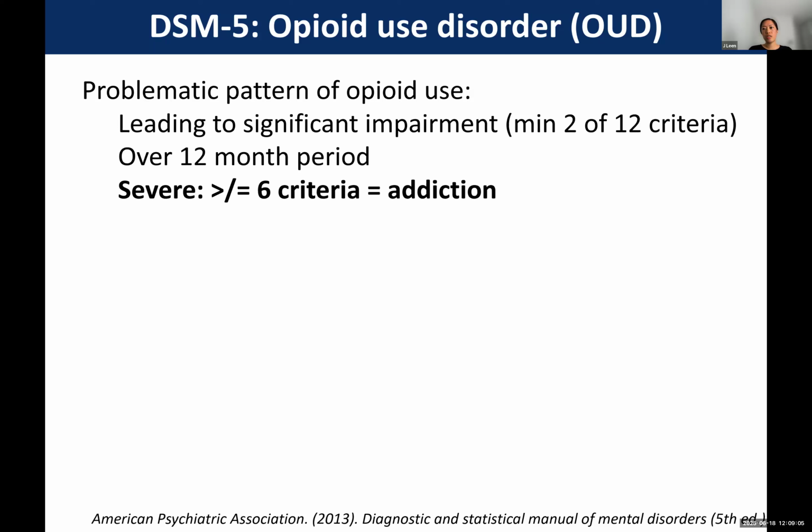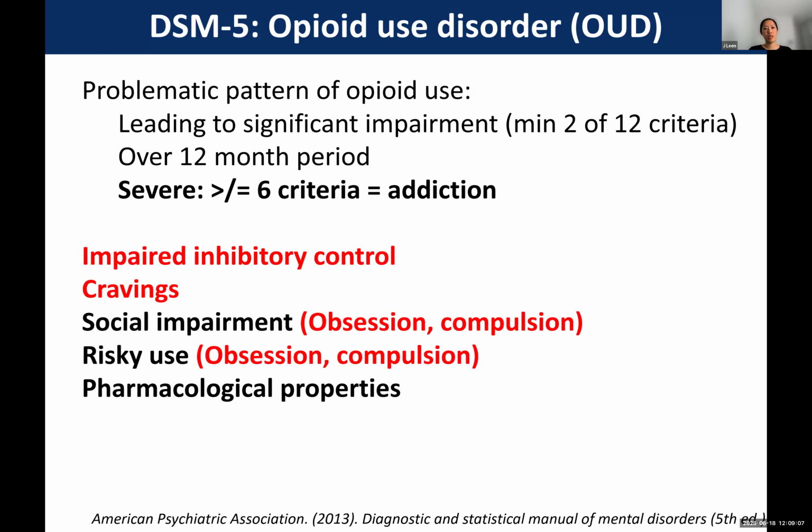So most of the criteria can be categorized in these main categories. Criteria that exhibit impaired inhibitory control, so you can't say no and you want to keep using. Criteria that involve cravings, an obsessive compulsive type of use that leads to functional and social impairment and risky use, and pharmacological properties like tolerance and withdrawal.